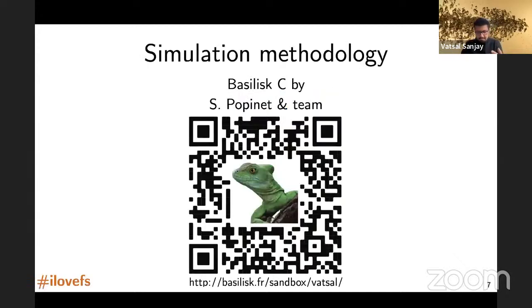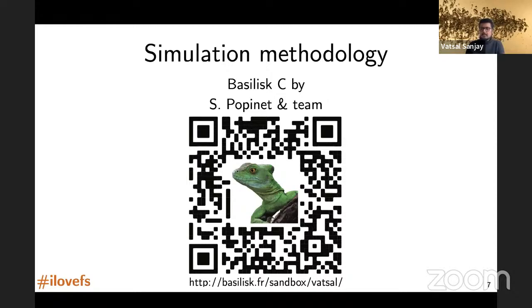So with that, next I come to my simulation methodology. I won't talk about this in detail today. What we do is we use a volume of fluid finite volume method solver with Basilisk C, which was written by Stéphane Popinet and his team, and basically the entire documentation is there on this link, and you can also follow this sandbox where I share my codes with the community here.